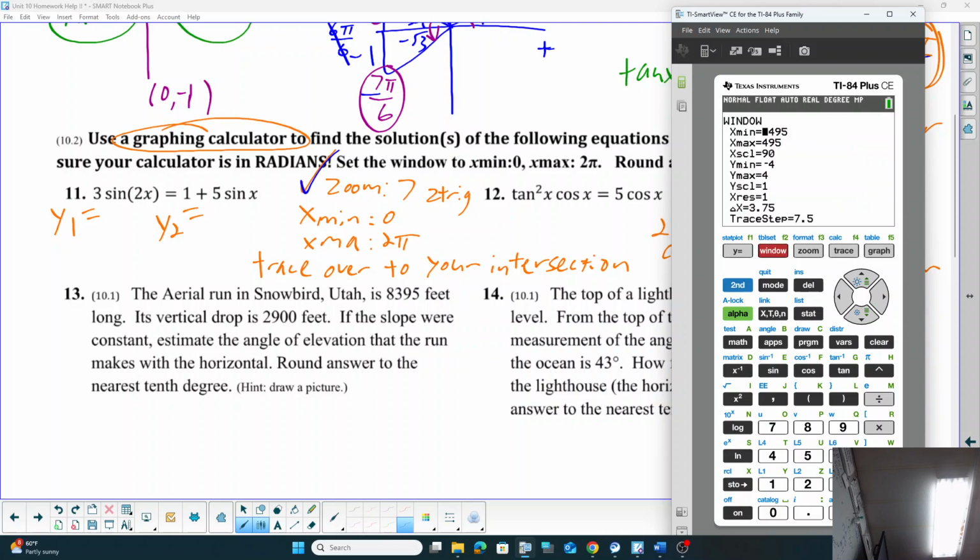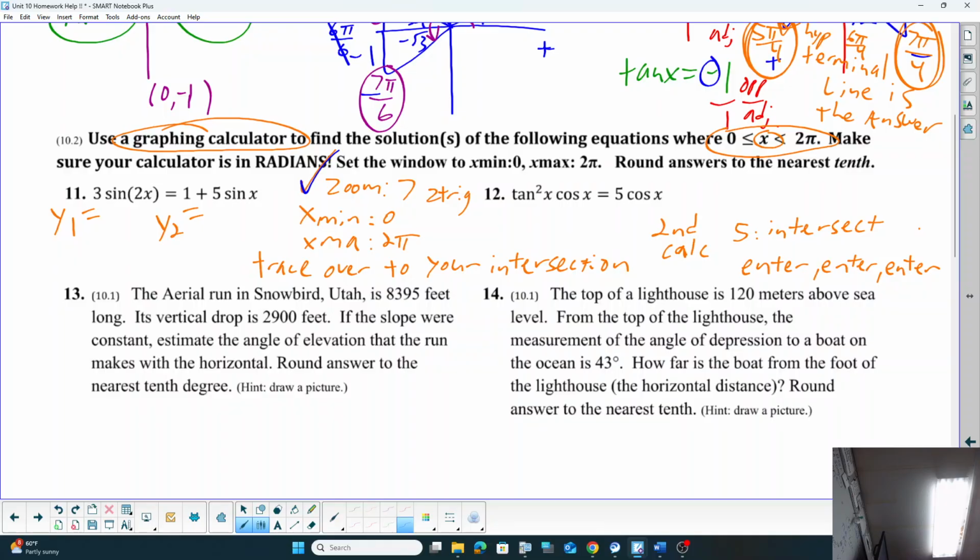And we'll have to go to our window. We're going from x minimum 0 to 2 pi. So 0 to 2 pi, 6.28, 3.1415926 times 2. And then we'll go graph. And wow, there's no intersection. What is going on?